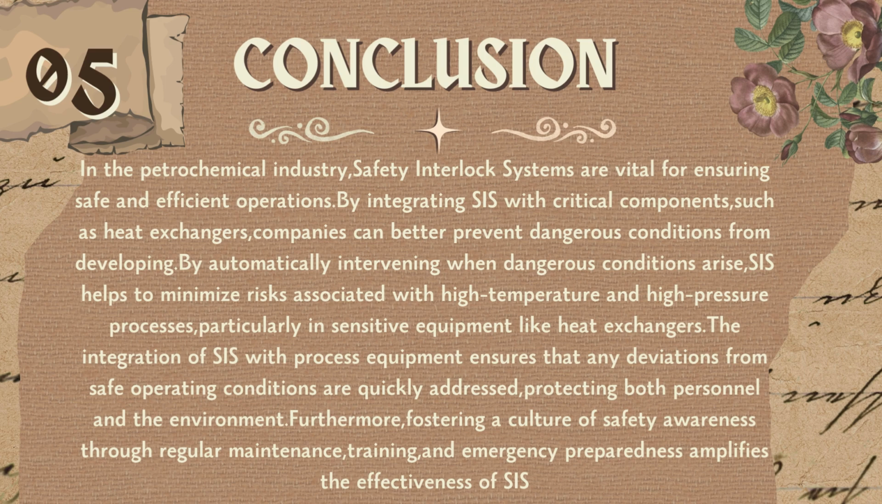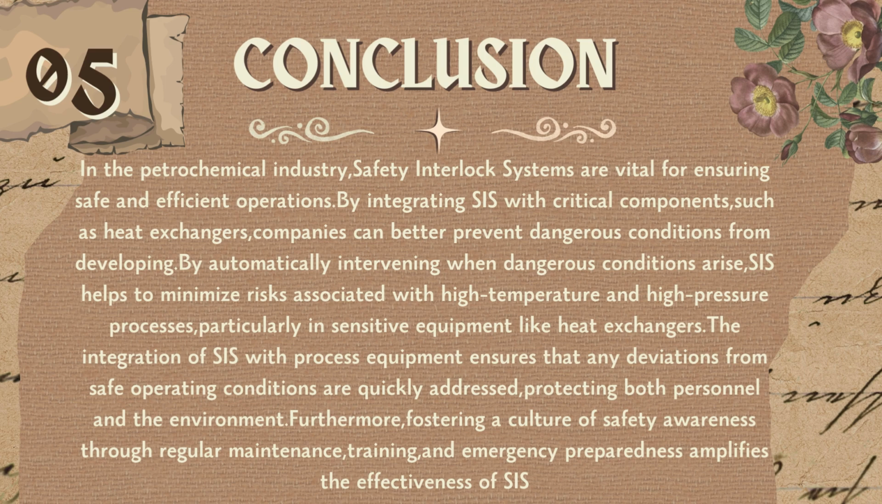I'm Felicia and I will conclude our presentation. In the petrochemical industry, safety interlock systems are vital for ensuring safe and efficient operation. By integrating SIS with critical components such as heat exchangers, companies can better prevent dangerous conditions from developing.